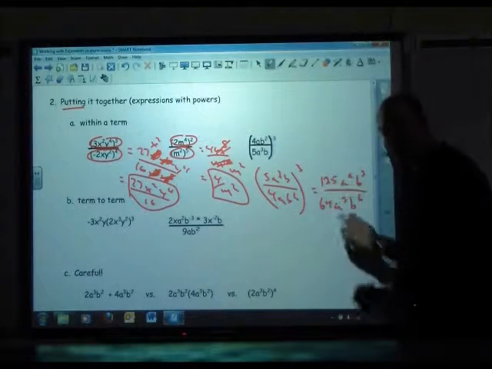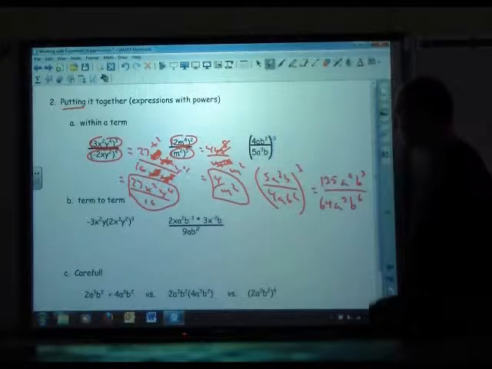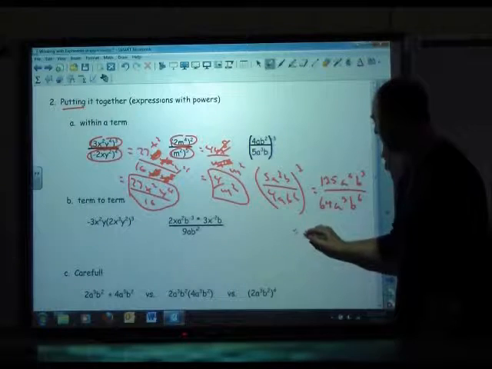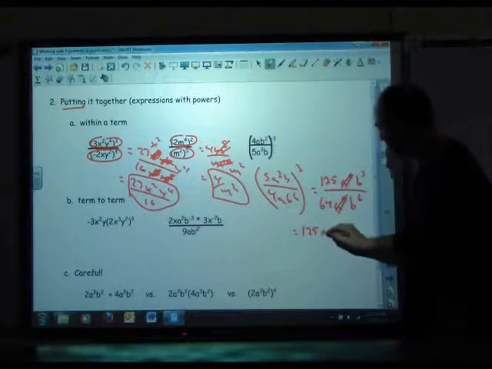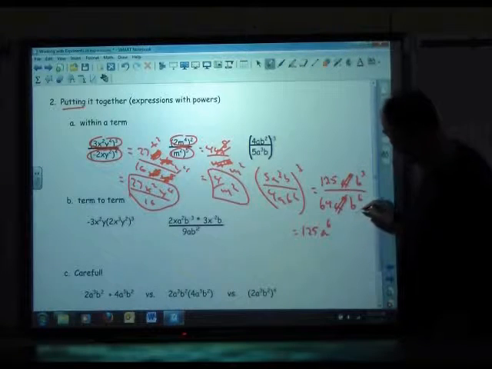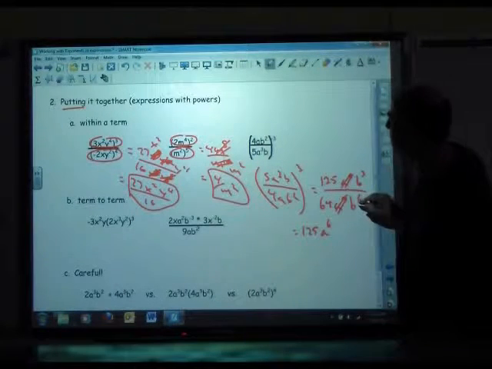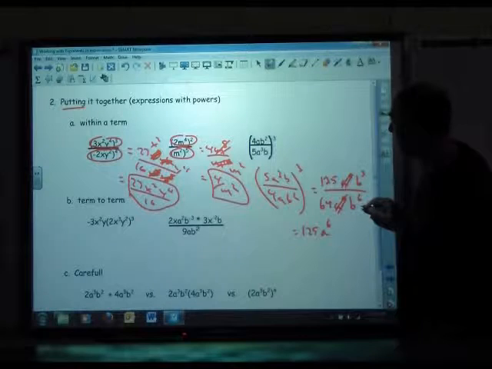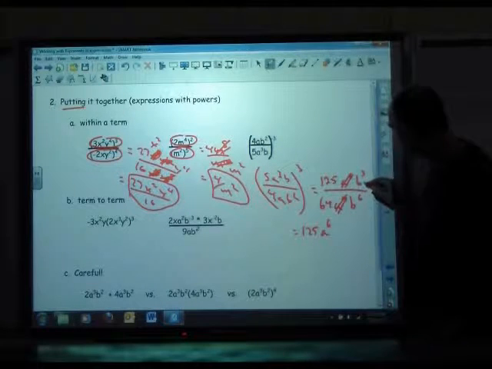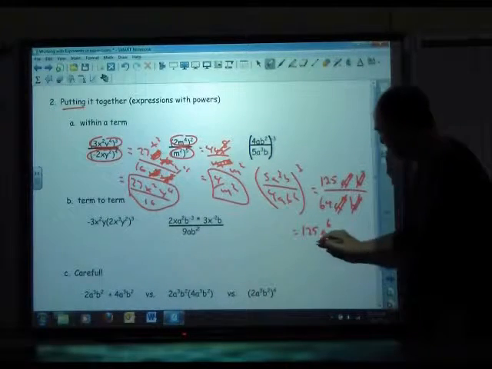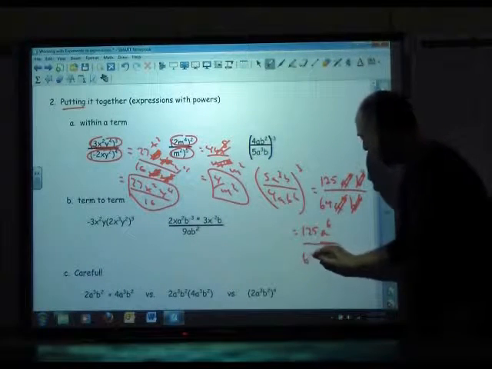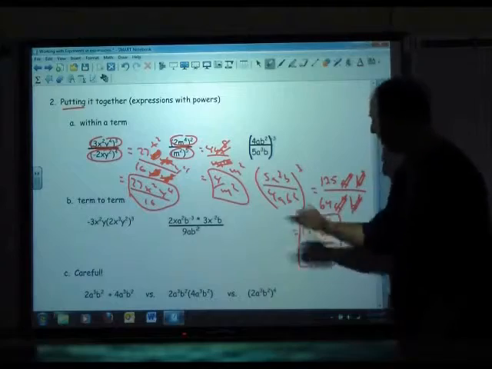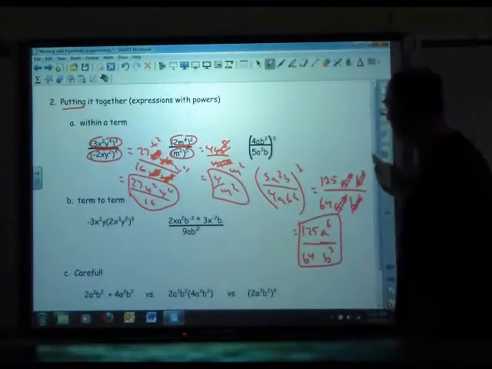And I look top and bottom, I've got some common a factors and some common b factors. So it looks like 125, the top wins the a battle by 6. The top, or excuse me, looks like the bottom is going to win here with the b's by 3. And I've got to remember also I've got 64 down there. So there you go. Okay?